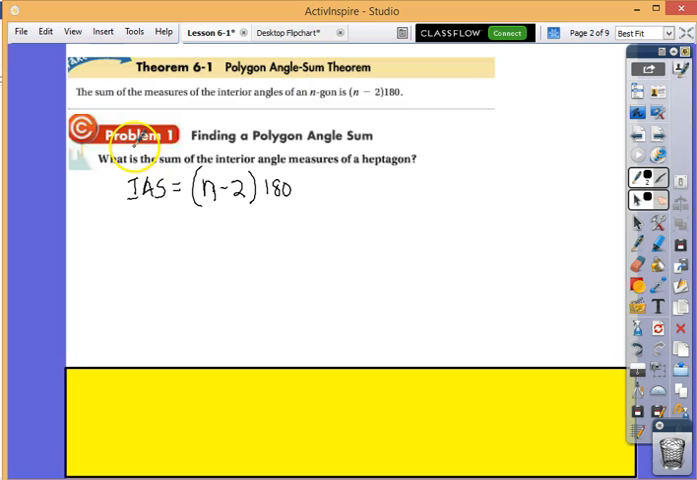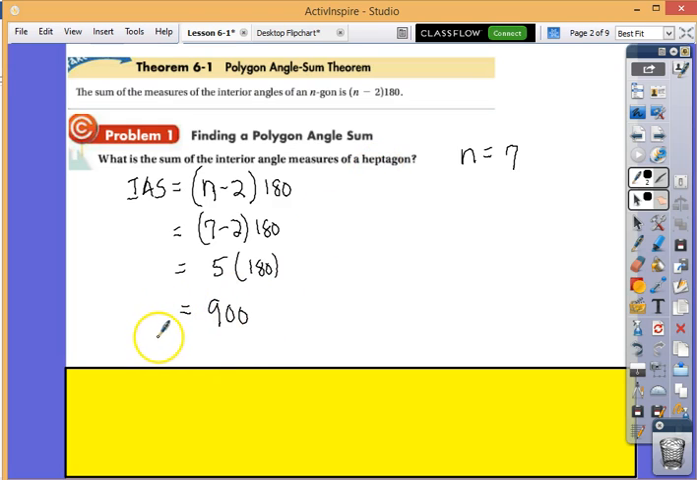So, if I wanted to work this problem right here, what is the sum of the interior angle measures of a heptagon? Well, a heptagon has 7 sides, like I've said earlier. So 7 would be what n is. So that's 7 minus 2 times 180, which is 5 times 180. And if you do the math, calculator, in your head, whatever, you should get 900. So the interior angle sum, or the IAS, for a 7-sided figure, a heptagon, no matter how I draw it, its angles are always going to sum up to be 900 degrees.